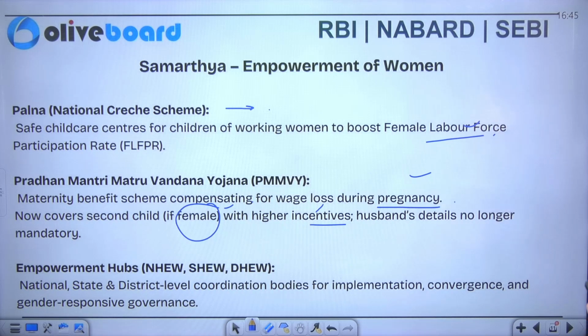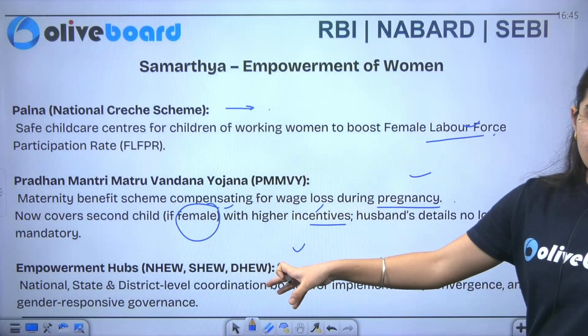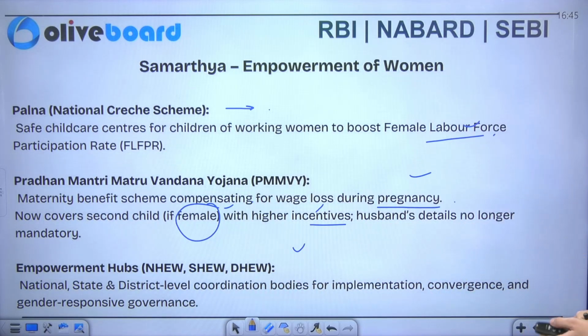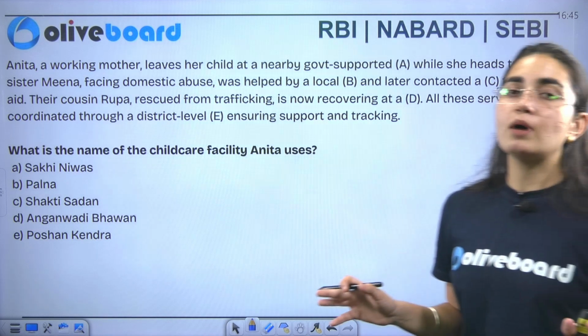Next you have is empowerment hubs. ठीक है, empowerment hubs हैं. Now these are at the various levels. National level पे भी है, state level पे भी है, district level पे भी है. Now coordination is maintained here just for the implementation as well as convergence and the gender responsive governance also. ठीक है, now this is all about मिशन शक्ति.